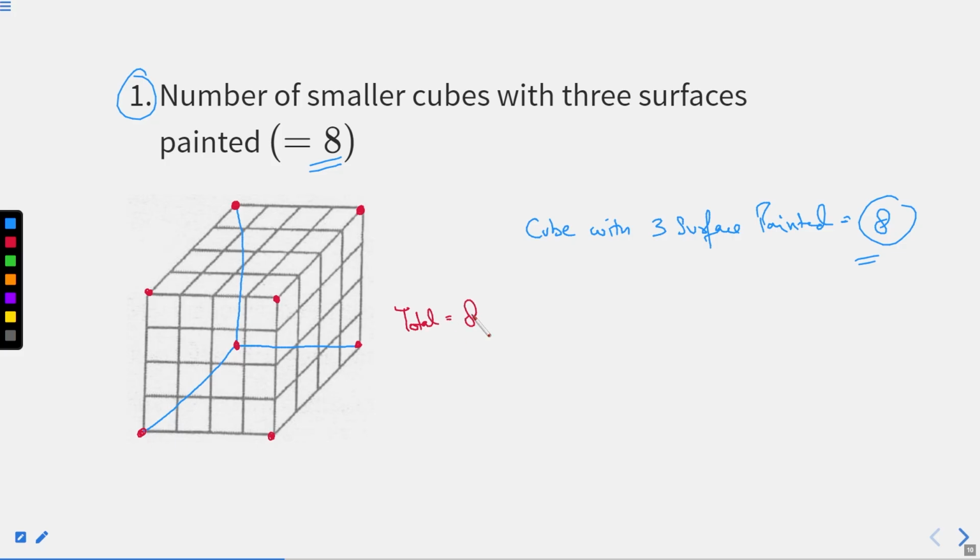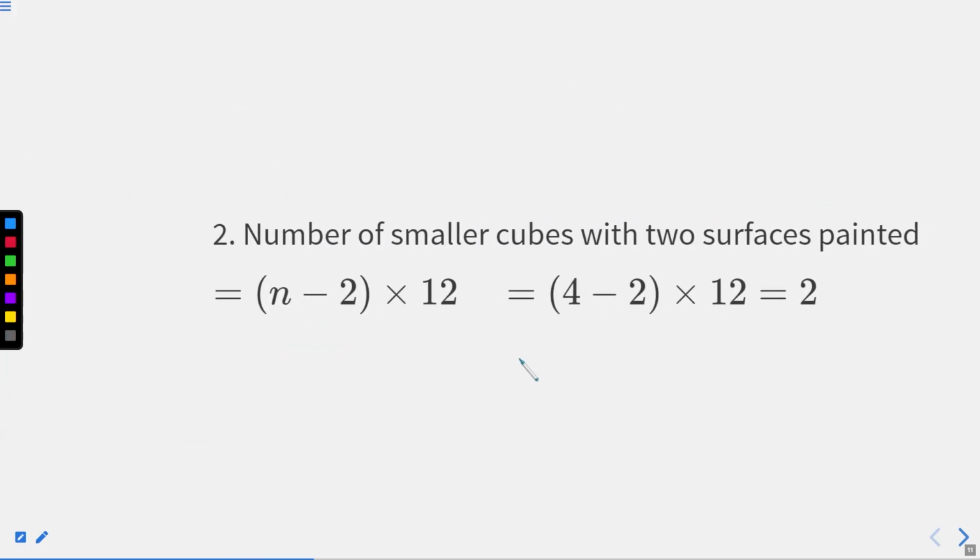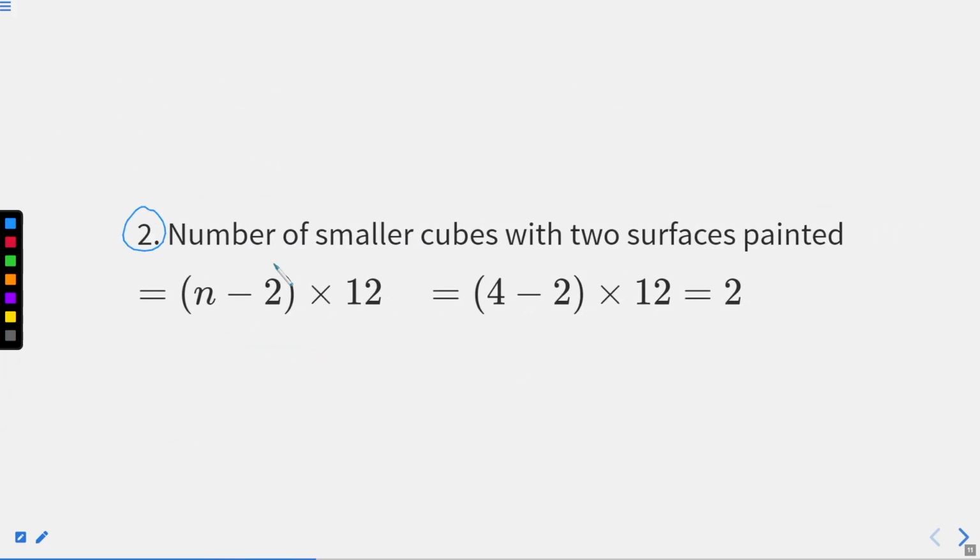Total 8 vertices. I hope this part is clear. Now we'll move to the next part of this question, that is number 2: number of smaller cubes with 2 surfaces painted. Just mark this.